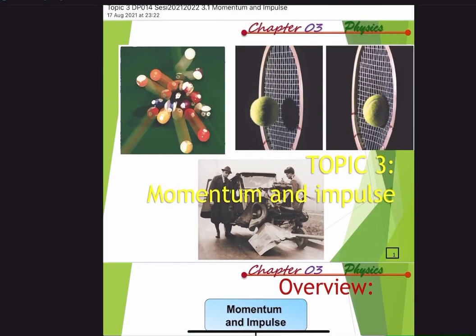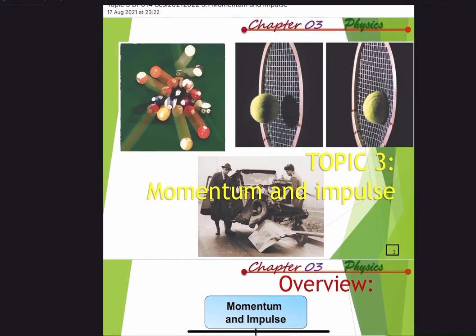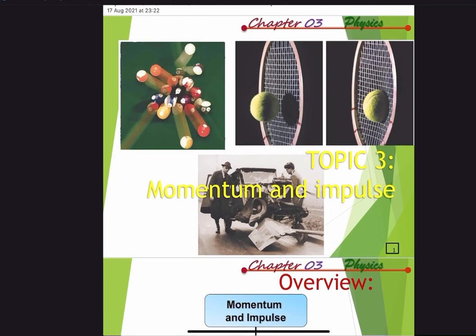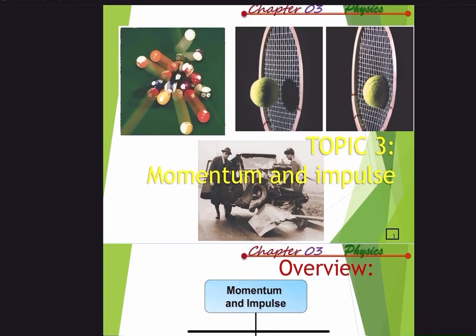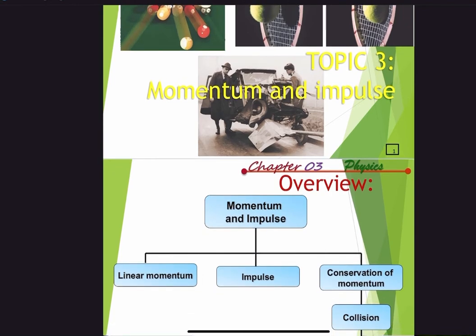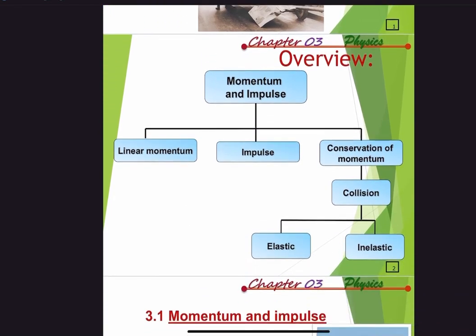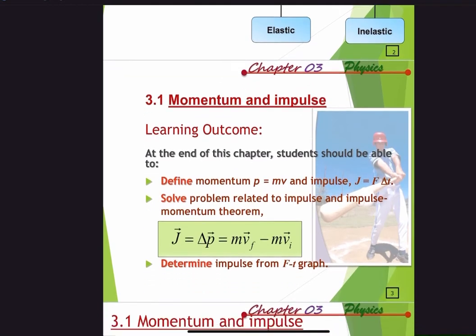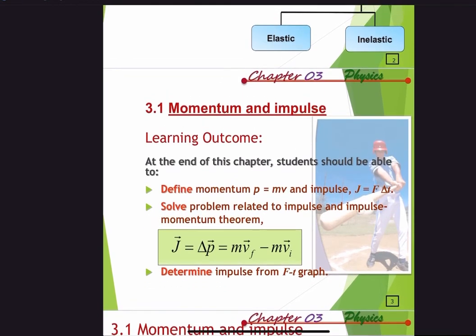For topic 3, about momentum and impulse, we divide it into two subtopics. 3.1 is about momentum and impulse. 3.2 is conservation of linear momentum.